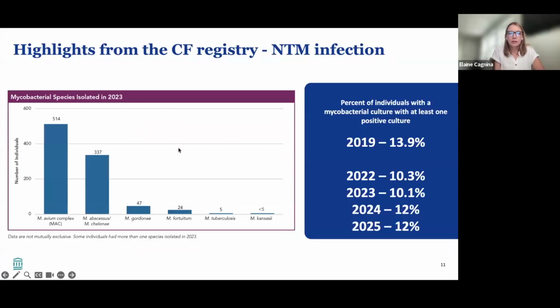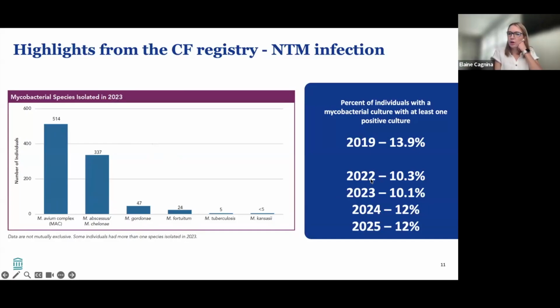Then we talked about the different types of NTM organisms that are problematic in people with CF, and this is just quantitative in 2023 in the CF registry. There were 514 people who tested positive for MAC in their sputum, and 337 who tested positive for M. abscessus or M. colonize. I told you there are other mycobacteria that cause problems in people with CF, but by far these are the two most common.